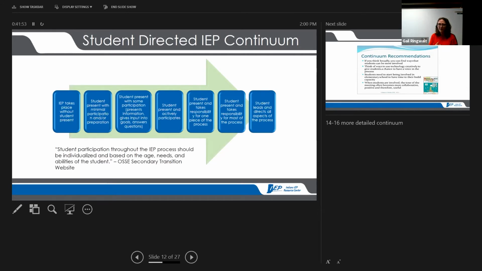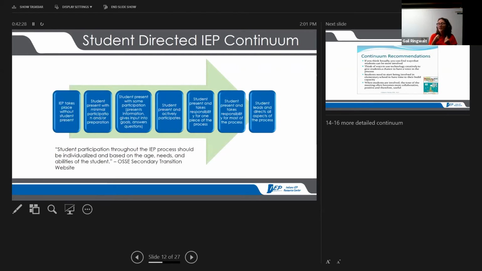And just like everything else, you kind of learn as you go. You get better and better and you learn more, and you go from an elementary level of understanding to that high school level of understanding. So those are excellent. So here's my continuum of student-directed IEPs. At one end, you have the IEP taking place without the student present. And at the other end, the student actually leads and directs all aspects of the process. There's a lot of information in between there.